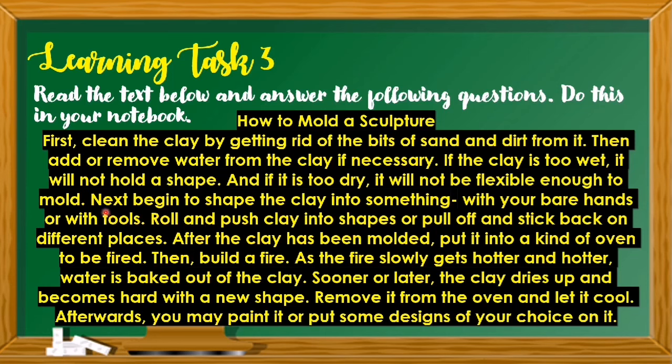Next, signal word next. Begin to shape the clay into something with your bare hands or with toes. Roll and push clay into shapes or pull off and stick back on different places. After the clay has been molded, put it into a kind of oven to be fired. Then build a fire. As the fire slowly gets hotter and hotter, water is baked out of the clay. Other clue words are after and then. Sooner or later, the clay dries up and becomes hard with a new shape. Remove it from the oven and let it cool.